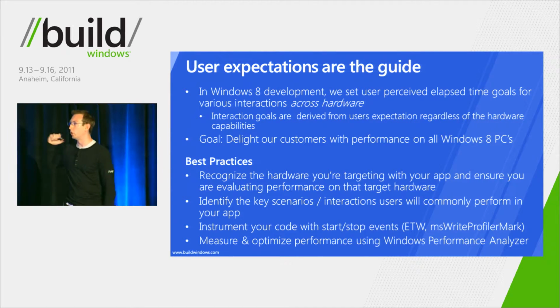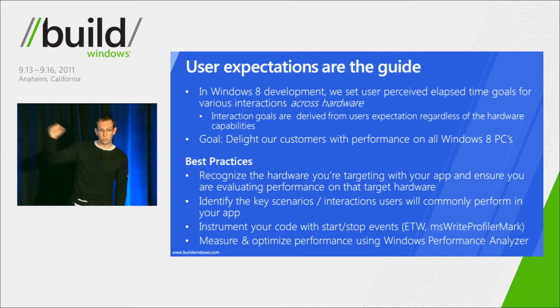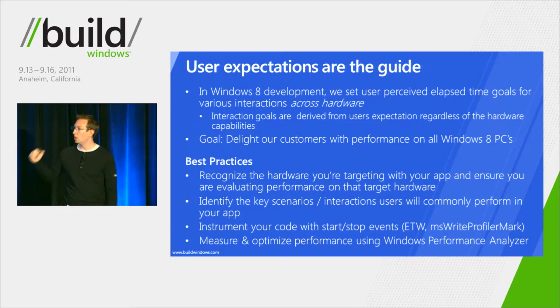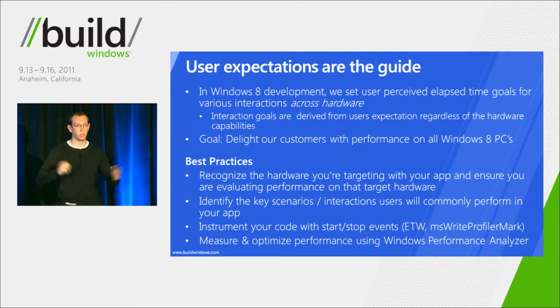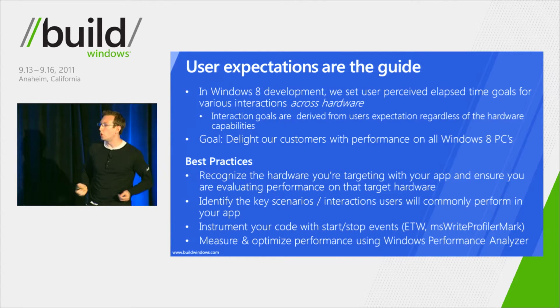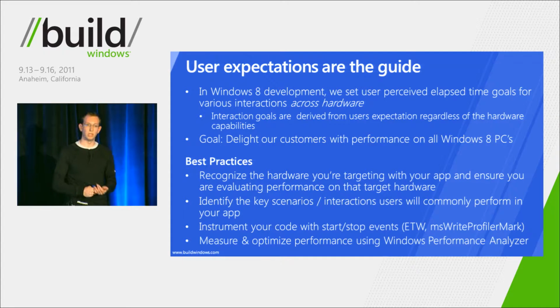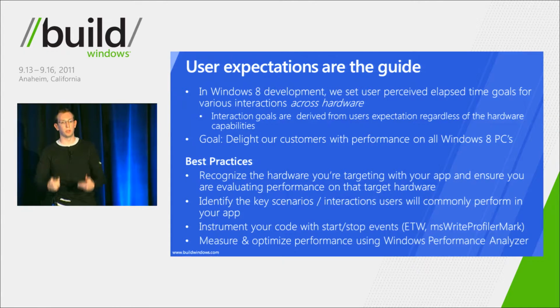So we recognize the breadth of hardware we're targeting with Windows 8. You guys can do the same with your apps. You can recognize the breadth that you're targeting with your apps. We tested to ensure that performance, a level of responsiveness, was delivered across that breadth of hardware. We tested across a number of hardware systems. We identified the key scenarios that users are going to have expectations of responsiveness around.